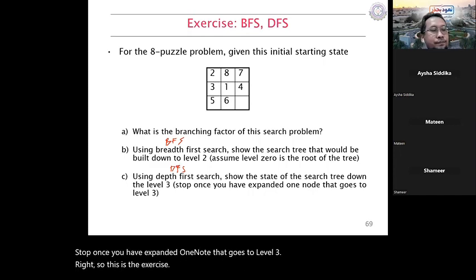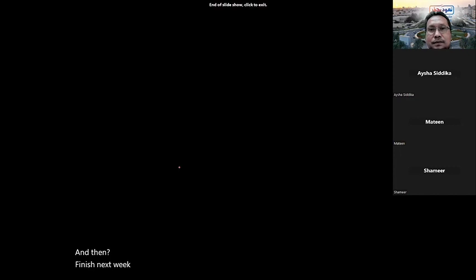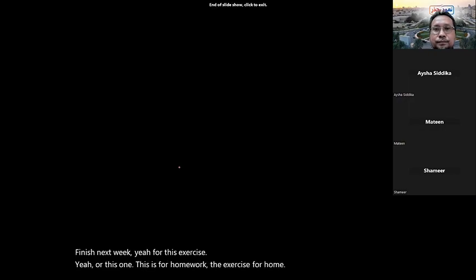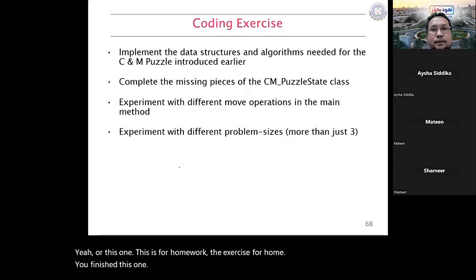You can try it now and finish it next week. This exercise is for homework. You finish this one, and for the next, I will send this slide after this lecture.